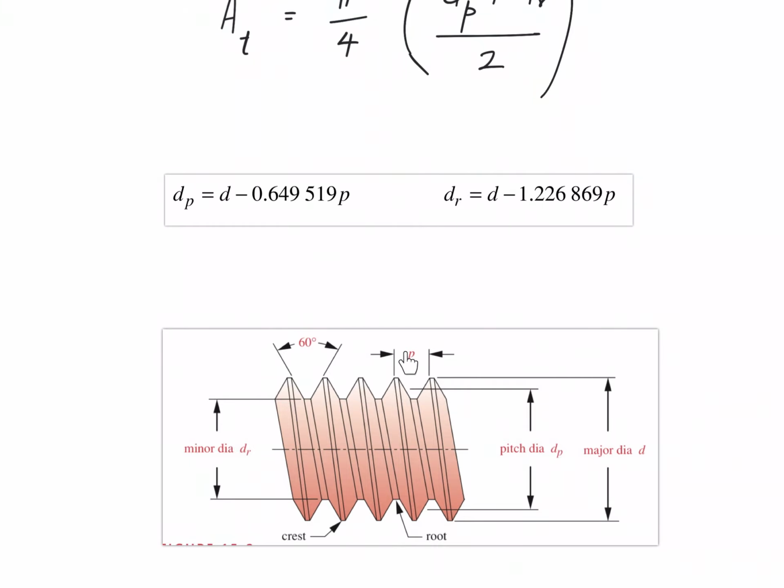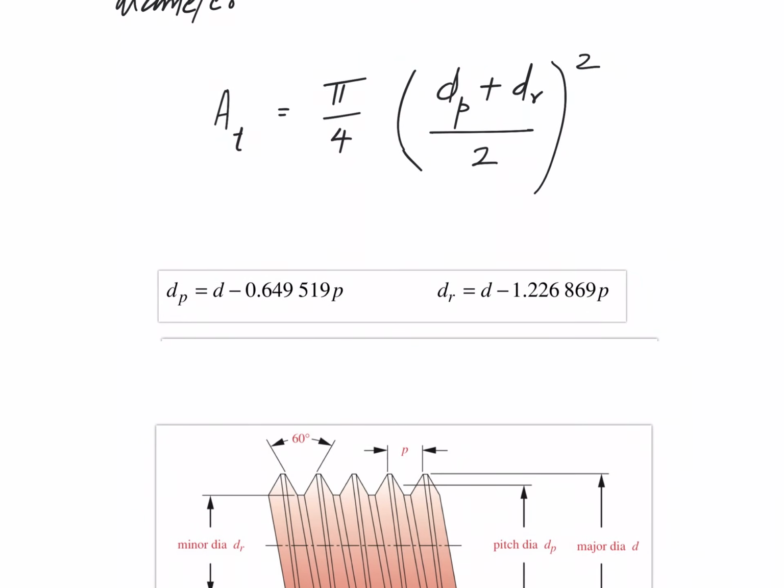Makes sense? And when this is the pitch, when you have fine pitch, what happens? Your pitch diameter increases and thereby your tensile stress area goes up. I repeat, when you have finer pitch, as per this expression, your pitch diameter is increasing. So as your pitch diameter is increasing, your tensile stress area is also increasing. Makes sense? And this D is your major diameter.